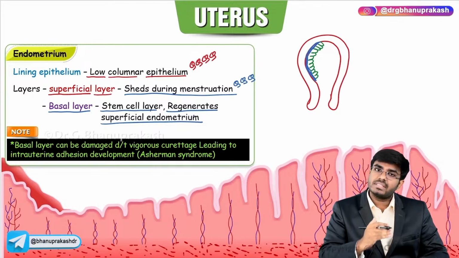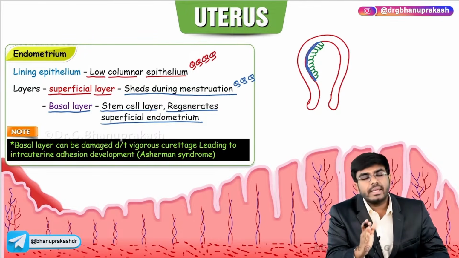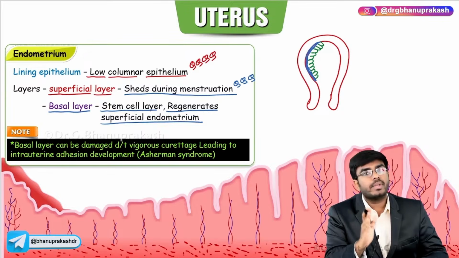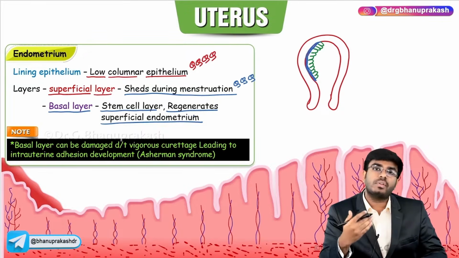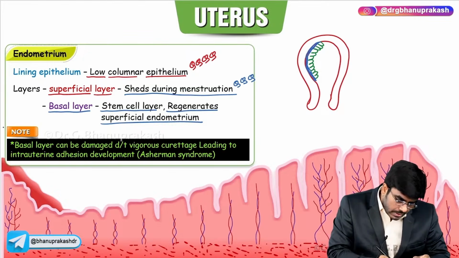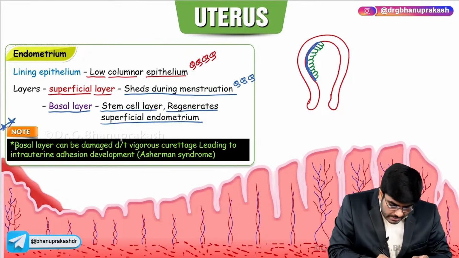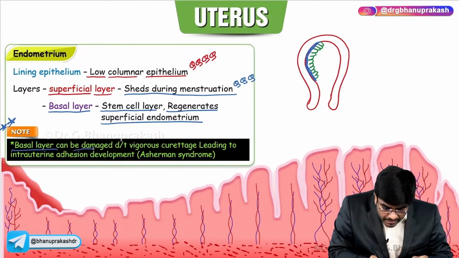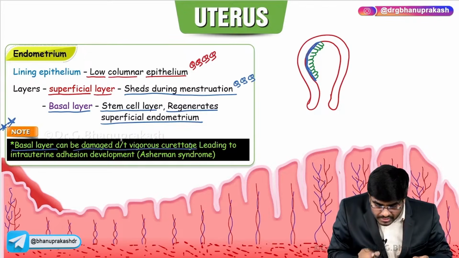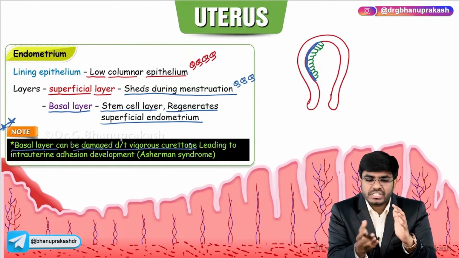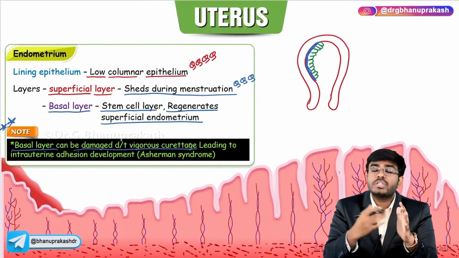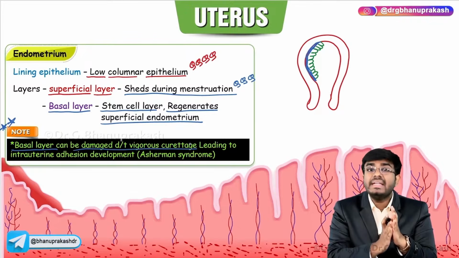Superficial endometrium, basal endometrium. The superficial layer sheds out every month during menstruation, and the basal layer will create the superficial endometrium again. Now, the point to be noted is that the basal layer can be damaged due to vigorous curettage. Very, very important point. During menstruation, does the basal layer shed out? No. The basal layer will be intact.